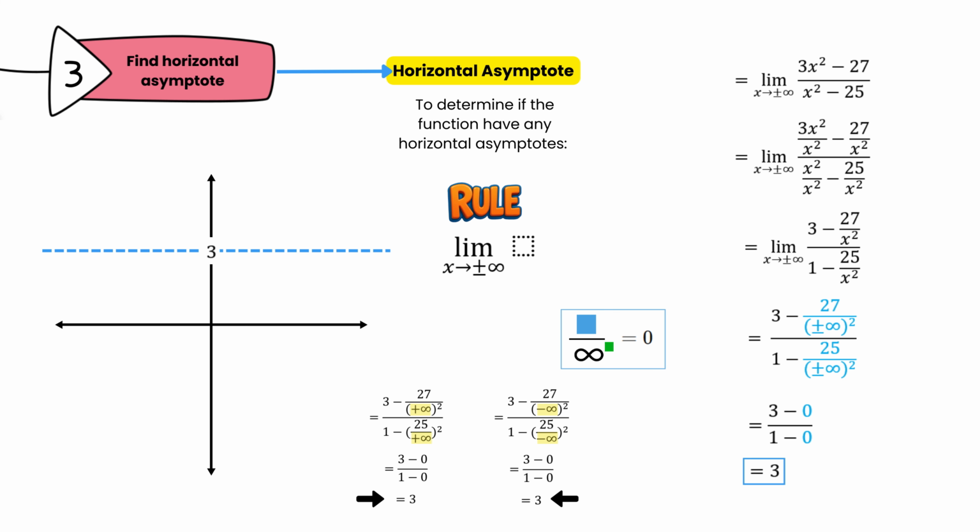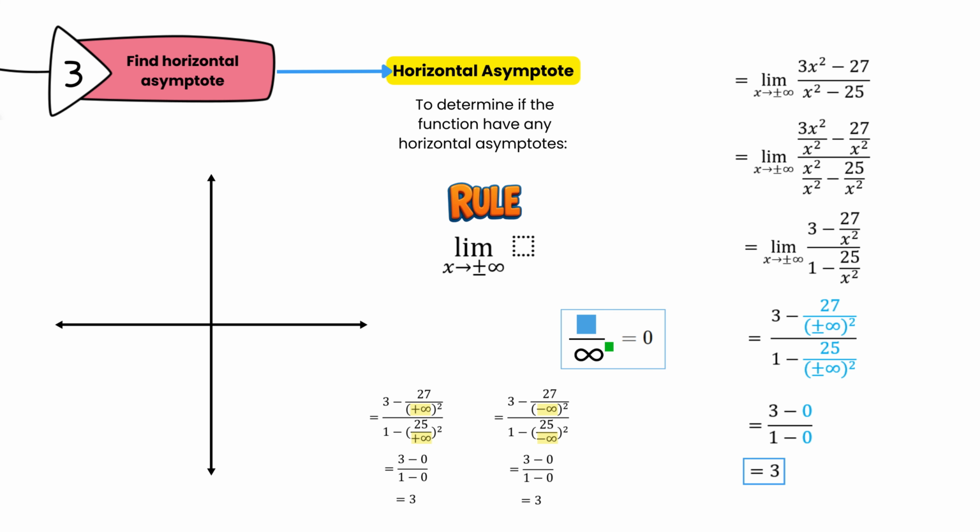So we can say that as the function goes off to both the right, positive infinity, and to the left, negative infinity, we still end up with the same horizontal asymptote at y equals 3. This is important because there are functions that have different horizontal asymptotes on the right-hand side compared to the left-hand side. In these cases, you will get two different answers when you calculate the limits.